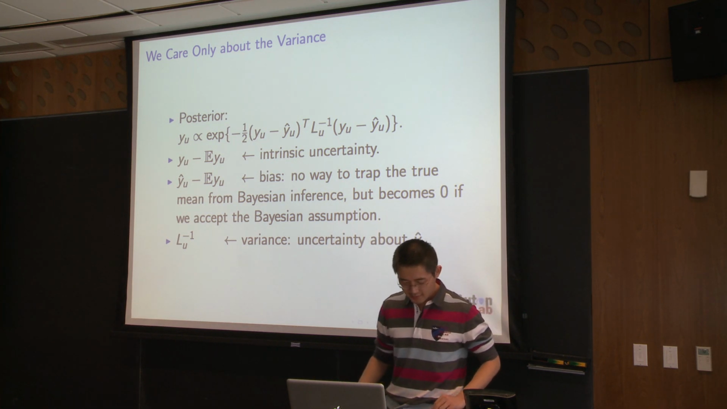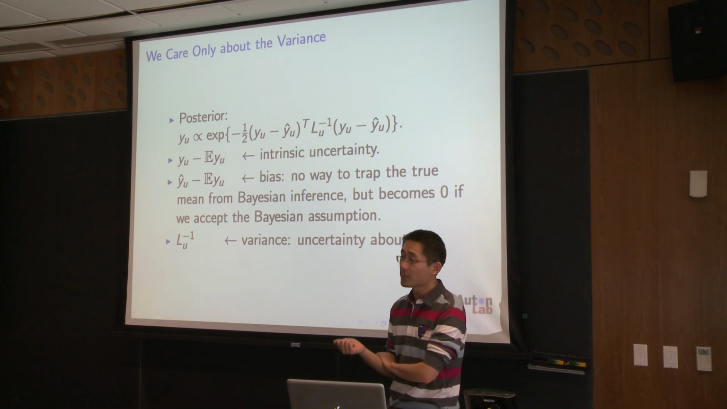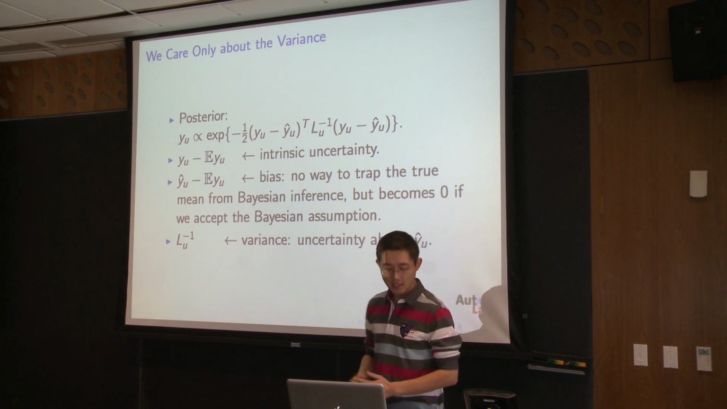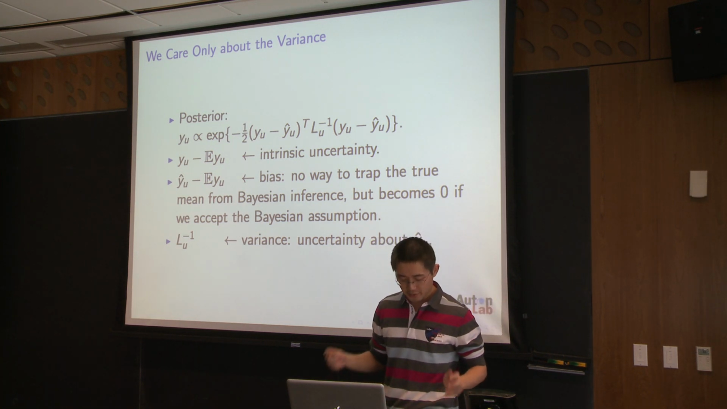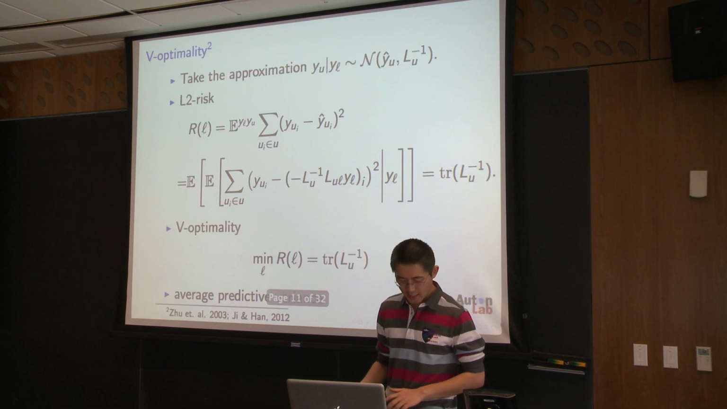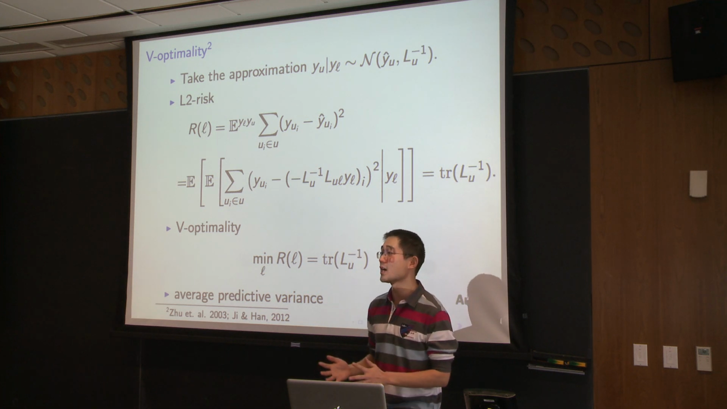So in statistics, there are a lot of optimality criteria for experiment design that are based on the variance reduction idea. And I want to introduce you to one, which is called V-optimality. And we will put up one more, which is Sigma optimality.